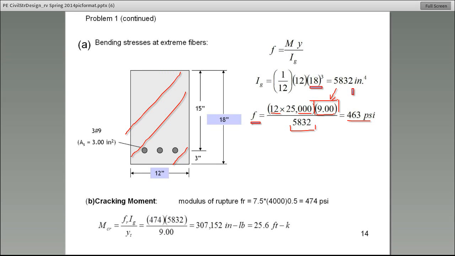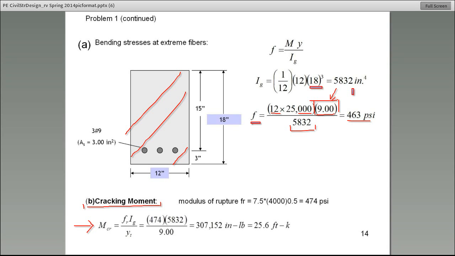They ask you, and it's a very good possibility, they ask you, what is the cracking moment for this beam? Here's what we do. This is the equation for cracking moment. Make a note of it at the very bottom, and I showed you exactly how we got it a couple of slides ago. All right?